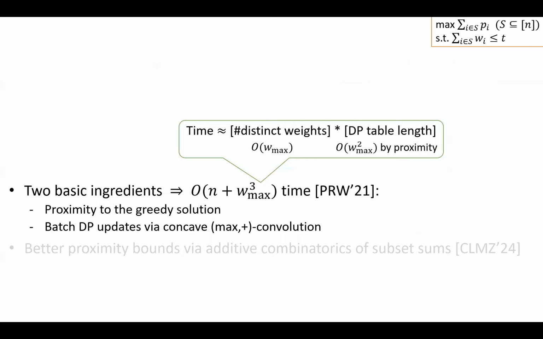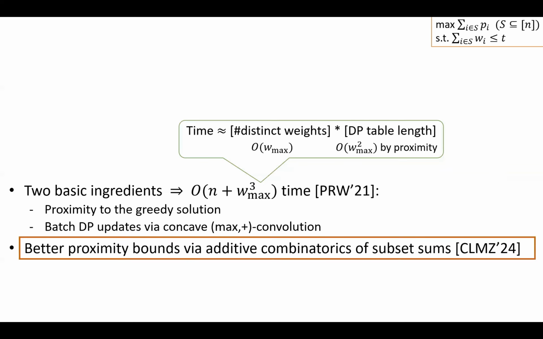So if we combine these two basic ingredients together, then we arrive at the cubic algorithm from this ICALP paper. Now let's talk about the more recent paper, which used additive combinatorics of subset sums to prove better proximity bounds.